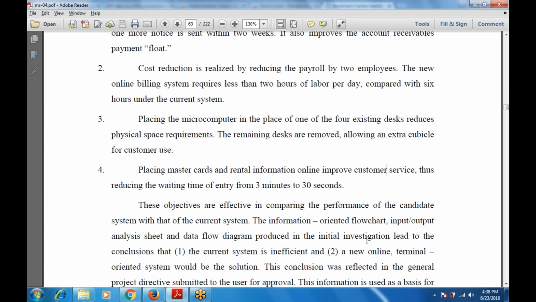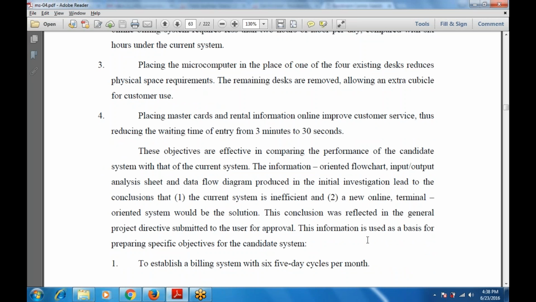The current system is inefficient, and the new online terminal-oriented system will be the solution. This conclusion was reflected in the general project directive submitted to the user for approval, and this information is used as a basis for preparing specific objectives for the candidate system.